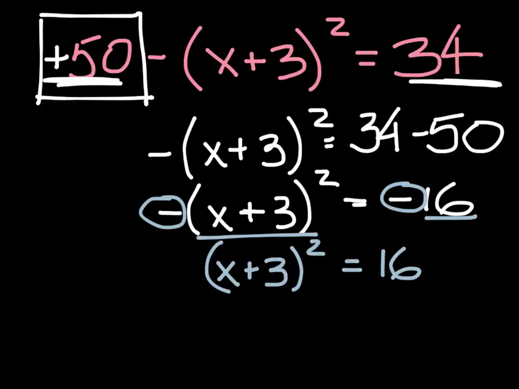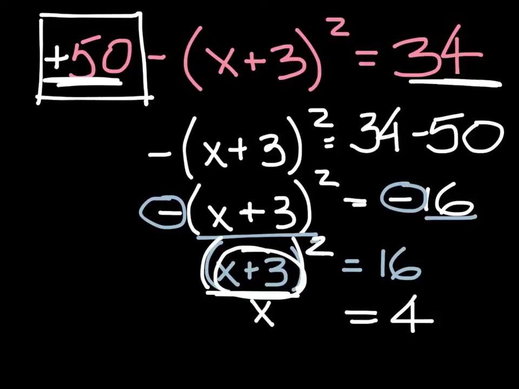Okay, we have a number here. A number is going to be squared to get 16. What number do I square? 4 is right. So we know that whatever is inside of the parentheses must be equal to 4. What do I add to 3 to get 4? 1. So the answer is 1.